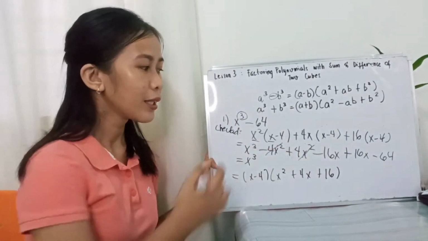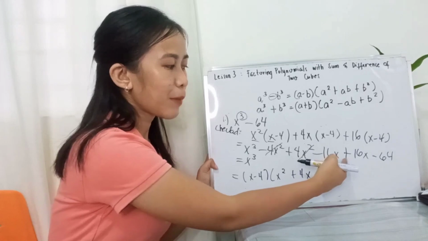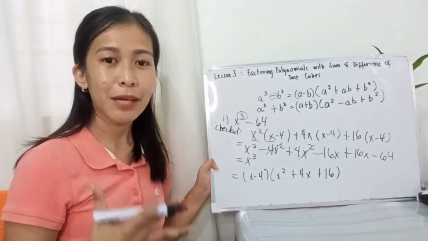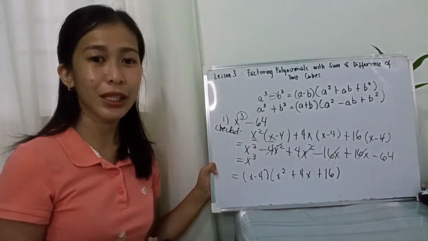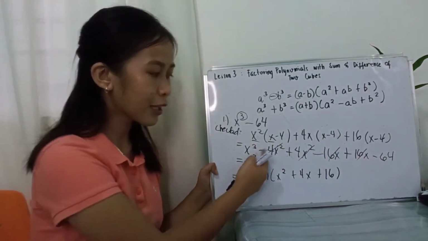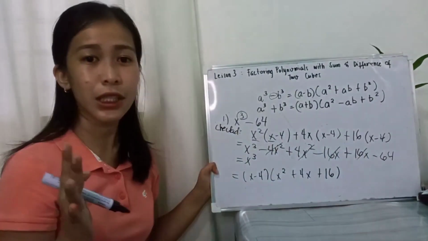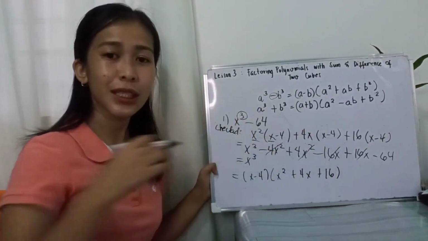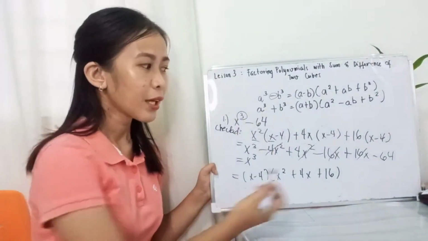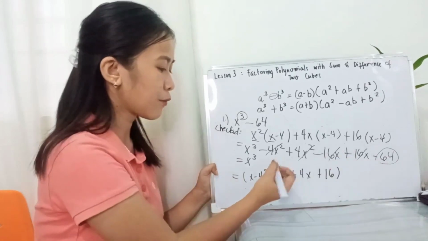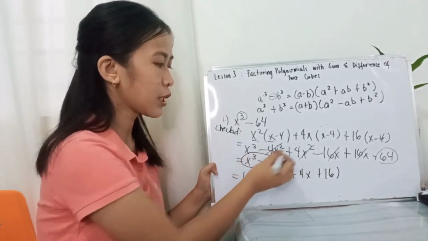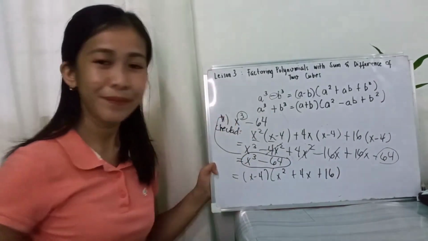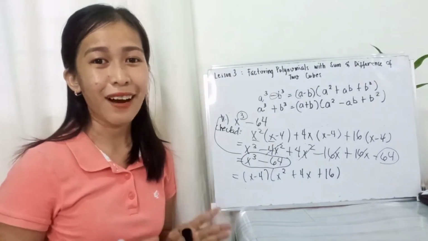Just cancel, okay? Si negative 16x tsaka si positive 16x, magkaiba din sila ng sign. Therefore, we're just going to cancel kasi 0 naman din yung magiging sagot dyan, di ba? Kasi negative 4x squared plus 4x squared, that is 0. Negative 16x plus 16x, that is 0. Again. And then, natira na lang si negative 64. So, that is x cubed minus 64. Are they the same? Yes, they are.